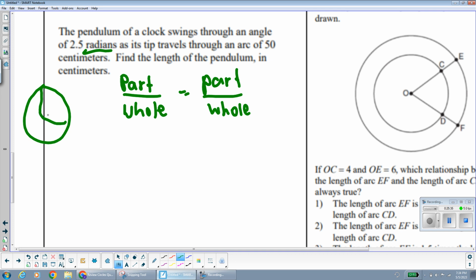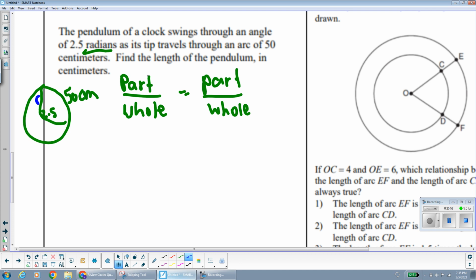So the angle is 2.5 radians. The arc is 50 centimeters. So we're looking for the length of the pendulum. So we're basically looking for the radius. We have the central angle, we have the arc length, and we're finding the radius.